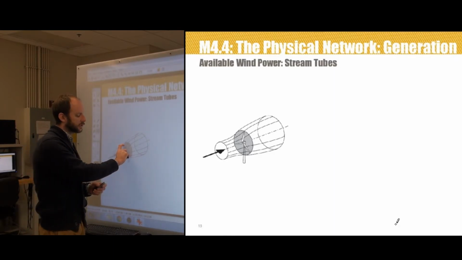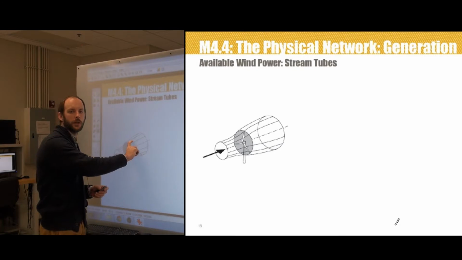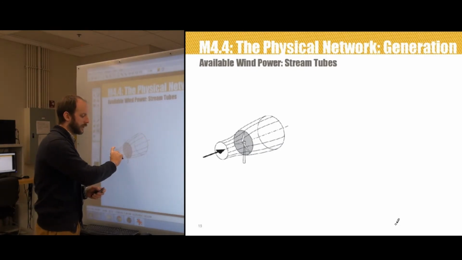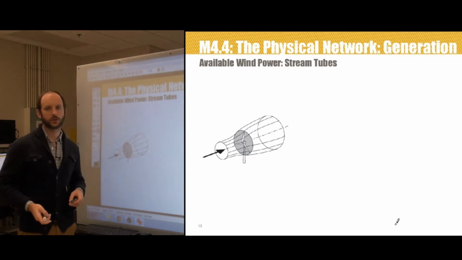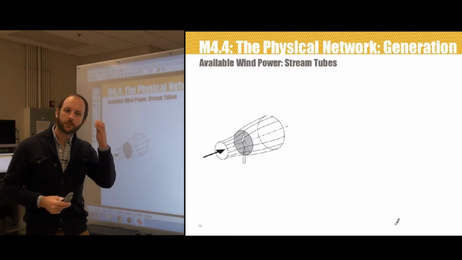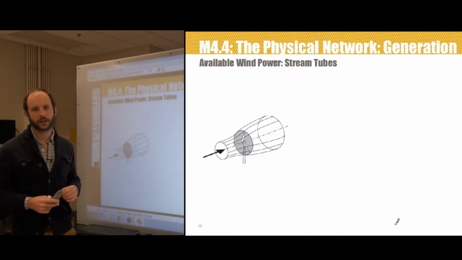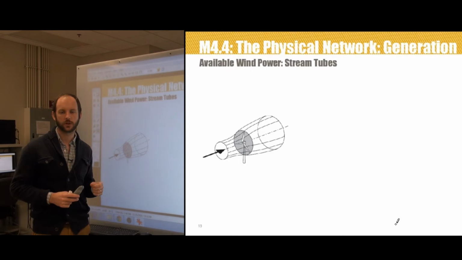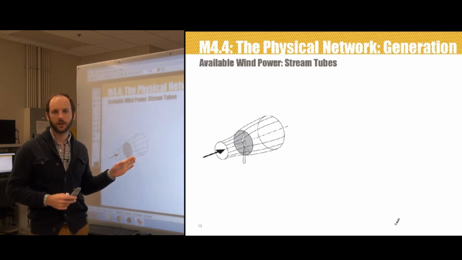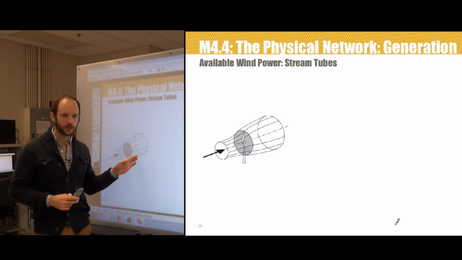As the air is slowed down when kinetic energy is extracted from it, its speed decreases and its volume increases. So we get this kind of Coke bottle looking shape called a stream tube. If we were somehow able to extract all the kinetic energy from the wind as it passed a turbine, the kinetic energy of the wind would become 0.